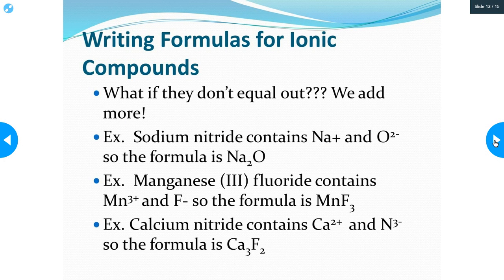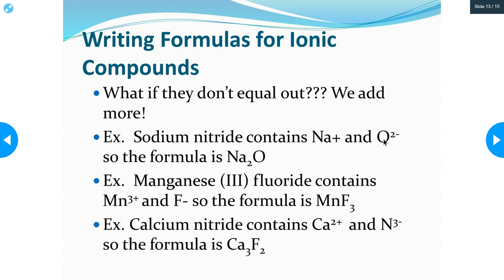Then what if they don't equal out? Then what do we do? Well, all we have to do is add more elements. So this is actually a typo in here, just checking to see if you're paying attention. This is supposed to say sodium oxide, so not nitride, oxide. So sodium oxide contains Na plus and O2 minus. Sodium is in group 1, that's why it's a 1 plus. O is in group 16, that's why it's a 2 minus.